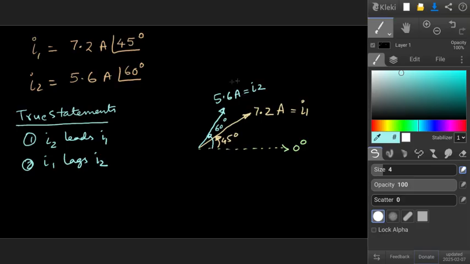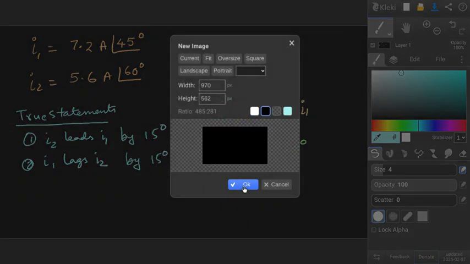We can also add the angle: by 15 degrees, because the phase difference is 15 degrees. One is 60 and the other is 45. Now that I have solved one small example, let me go for another one.